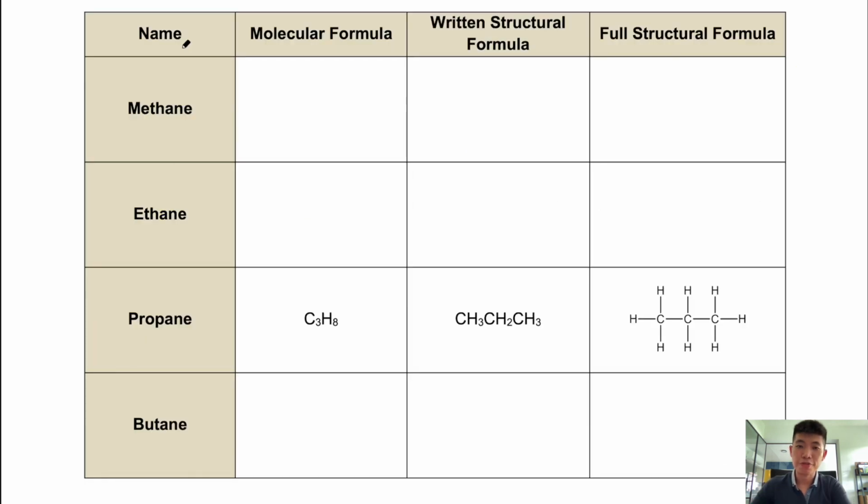Let's spend a few minutes to fill in this table. On the left, we want the molecular formula, the ratio of carbon to hydrogen. Here we have the written structural formula and the full structural formula. The written structural formula is a condensed version of the structural formula where we read it from left to right. What do I mean? Going from left to right, we have a CH3, CH2, CH3. We break it up for every single carbon atom like that, from left to right.